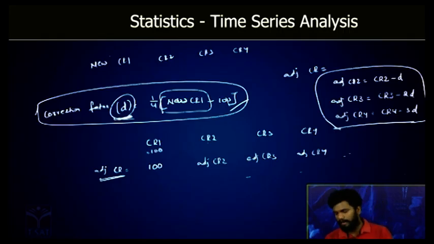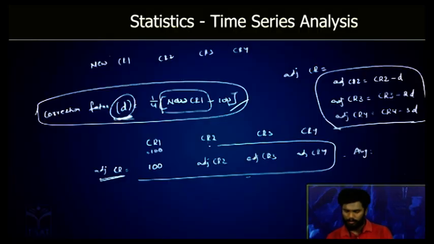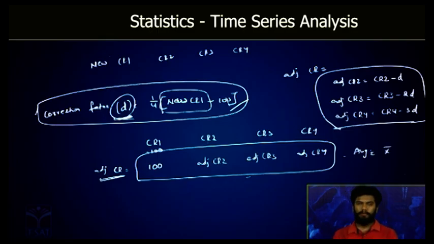So we have to find average of all these values. Let us consider it is X bar. Now after the average, we will find the last step, that is the seasonal indices.